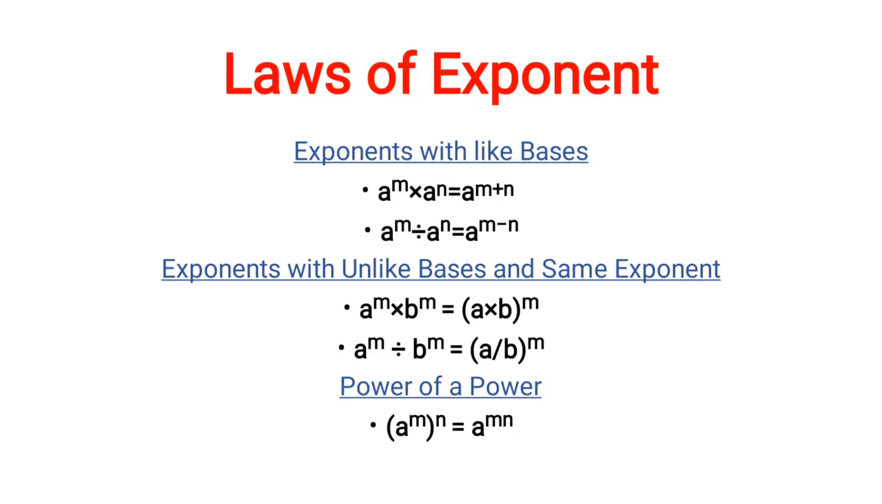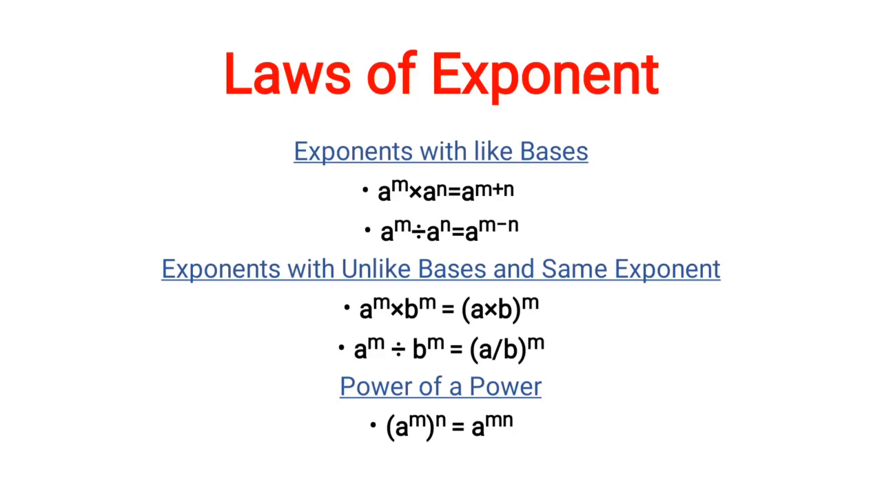Now the second group, which involves exponents with different bases. Here, when the bases are different but the exponents are the same, we have the following two possibilities. The first one is a raised to m into b raised to m gives us a into b, the whole raised to m, whereas the second one is a raised to m divided by b raised to m, which gives us a upon b, the whole raised to m. Here a and b are two non-zero integers, whereas m is an integer.